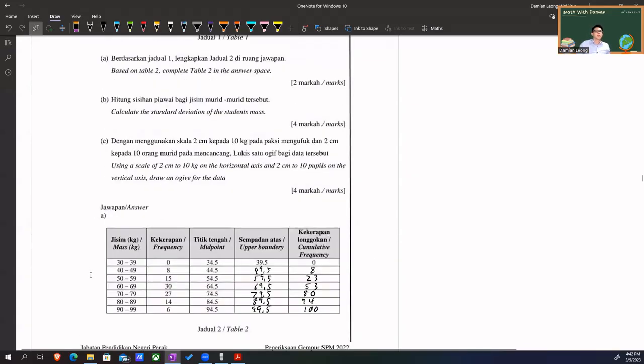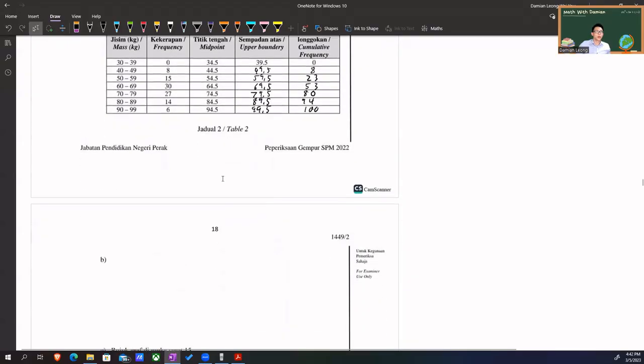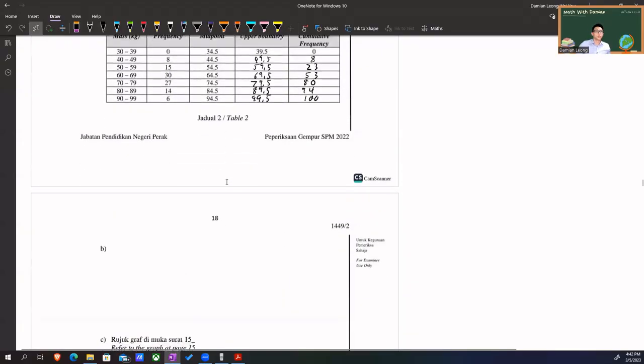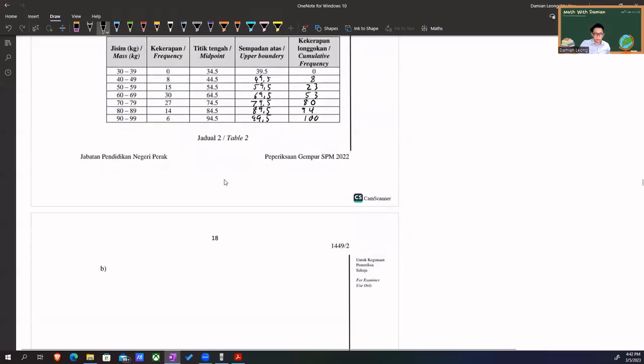Okay. Then for part B, calculate the standard deviation. So I refer to this table to find. To get the standard deviation, I follow the standard deviation formula, which is the square root of the sum of fx squared over total frequency minus mean squared. So let's find the sum of fx squared.